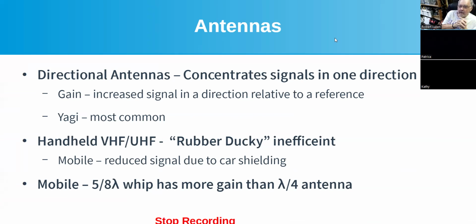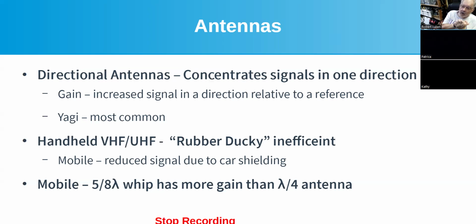We talked about the half-wave dipole, which is somewhat directional. In other words, it's broadside in two directions. You can have an antenna that concentrates all of its signal in one direction. We typically call those beam antennas. And they have increased gain, although there's no power gain. But because the signal is directed in one direction, you have a higher radiation pattern in that direction.